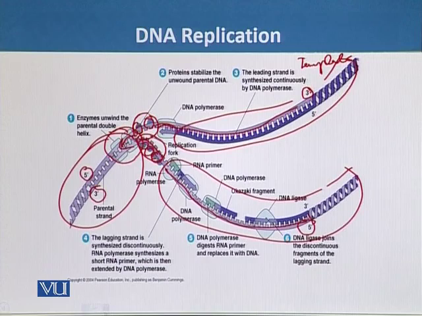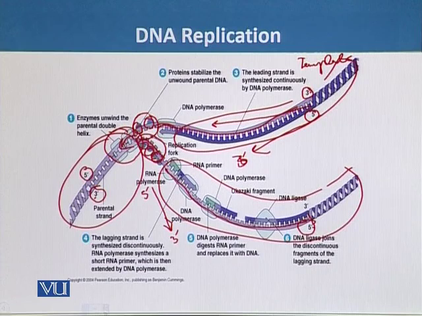So DNA replication always takes place in the 5' to 3' direction. So it means that in this strand, the replication will be from this direction to this direction. But in the opposite strand, because this is the 5' end and this is the 3' end, the DNA replication always takes place from 5' to 3'. So in this strand, the replication direction will be from here to here.